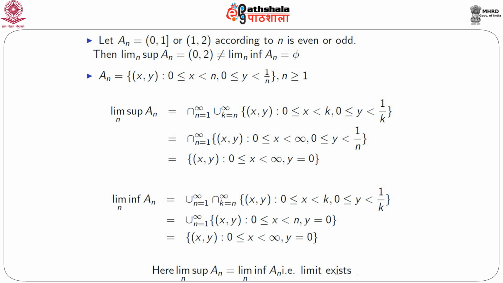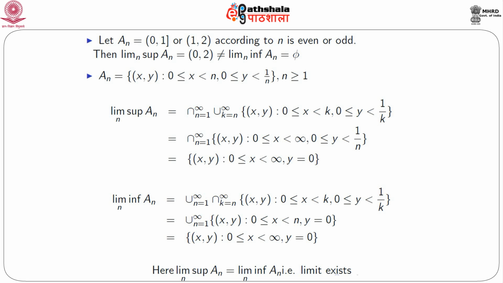That means we have to take the smallest sets. Then, in case of x, the smallest can be achieved when x is equal to n. That is why x lies between 0 to n, and for y, y is equal to 0, because we have to take the smallest set.